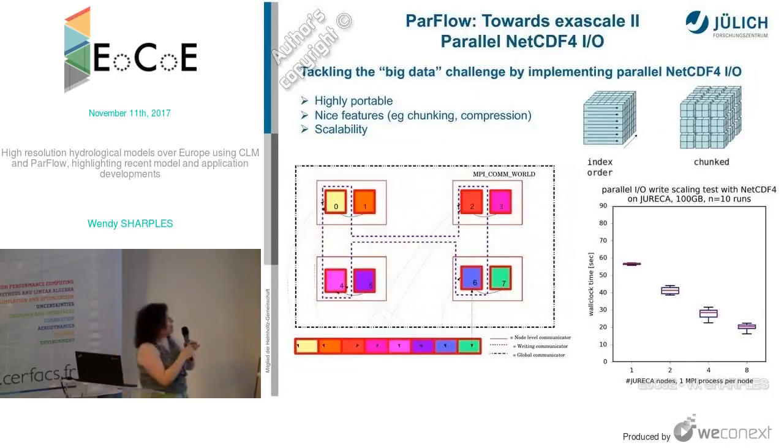Another thing we did is to integrate parallel NetCDF for I/O with ParFlow. This will tackle the big data challenge by making the output highly portable. NetCDF for I/O has nice features such as chunking and compression, and it's scalable as well. As you can see on the figure on the bottom right, there's a scaling plot, and this plot on the left is showing how each node writes a portion of the data to disk.